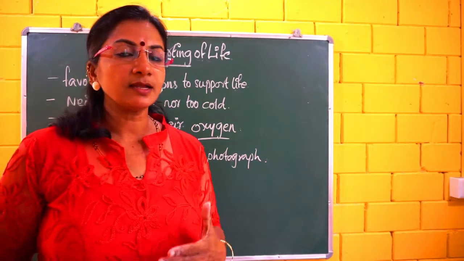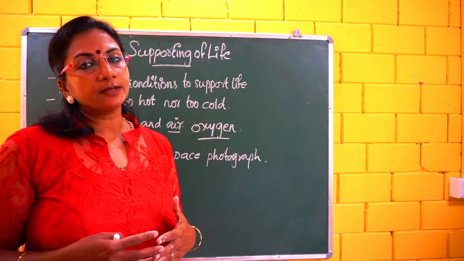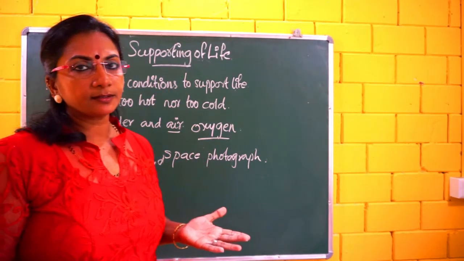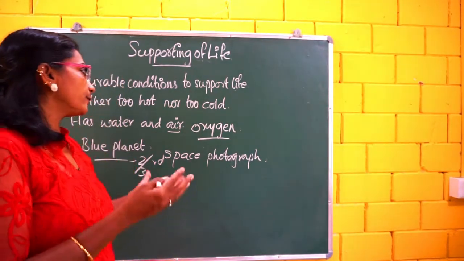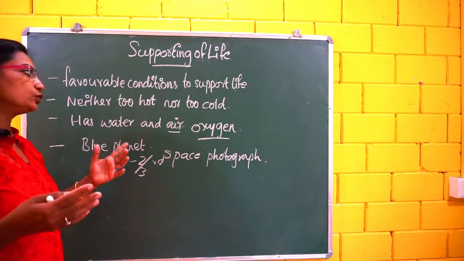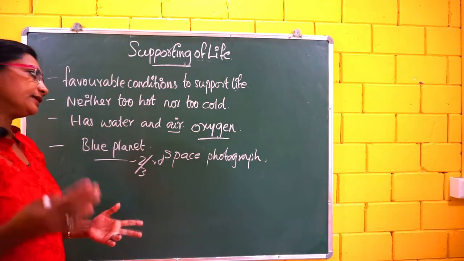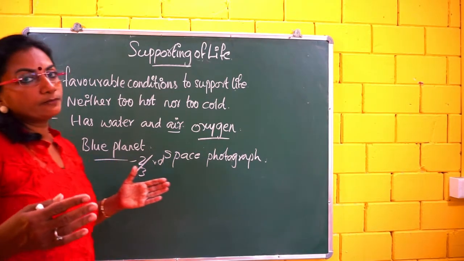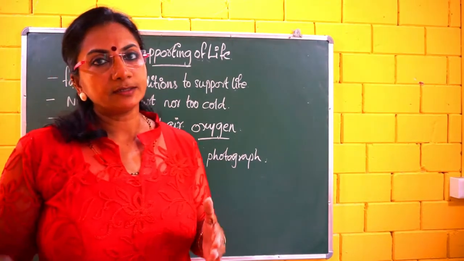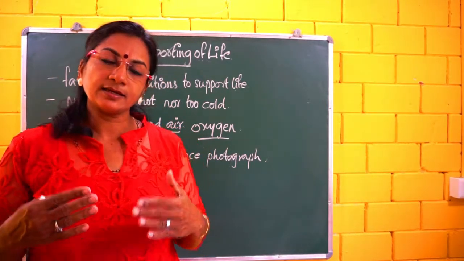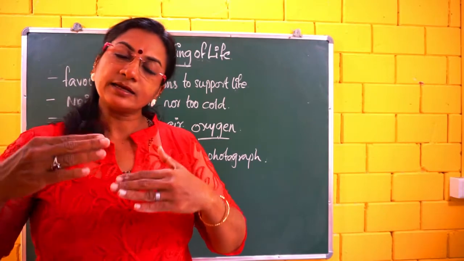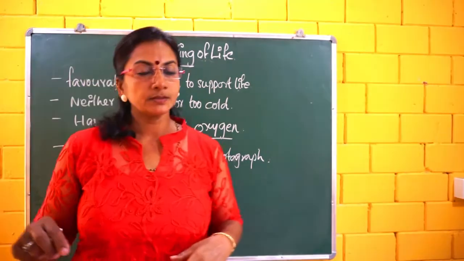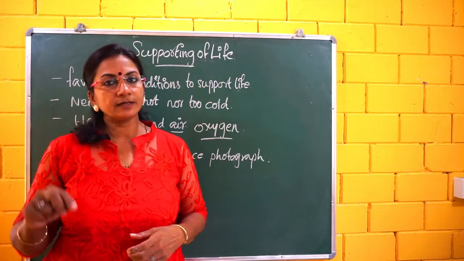Here comes a question. The earth is the unique planet of the solar system. Why? We already learned the things by which earth supports life. Earth is not too hot nor too cold, and it has water and air, and all the things are favorable for supporting life on the earth. That is why the earth is a unique planet when compared to the other planets in the solar system. Got it children?